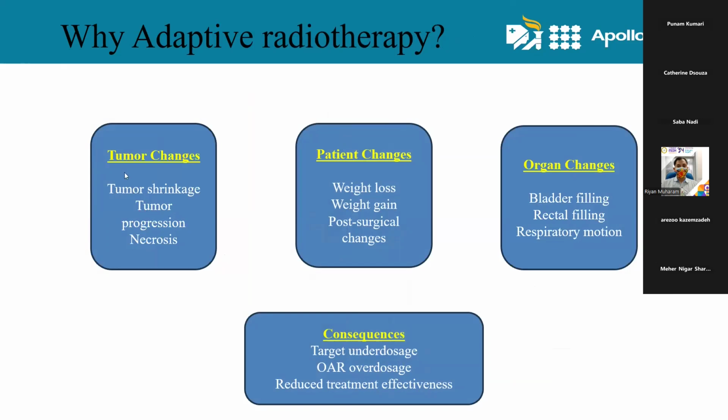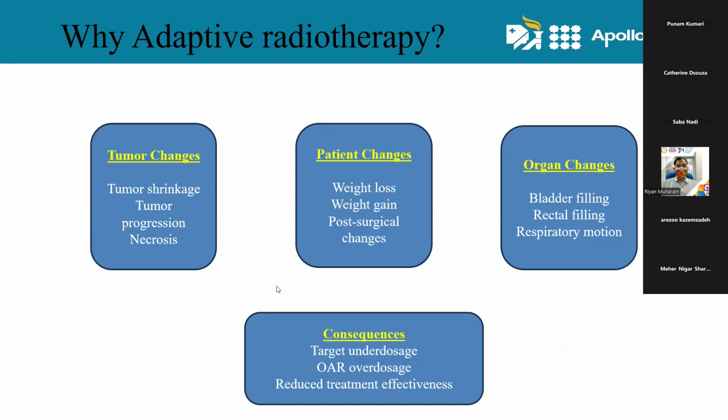Many anatomical changes can occur, like tumor changes, tumor shrinkage, tumor progression, tumor necrosis, patient changes like weight loss, weight gain, post-surgical changes, and organ changes like bladder filling, rectal filling, and respiratory motion. Basically, these changes can cause underdosing of the tumor coverage and overdose to the normal structures, that is, the organs at risk near the tumor volume, and reduce the treatment effectiveness.